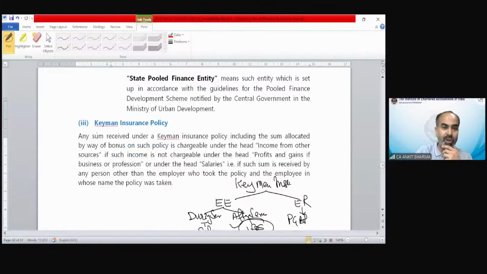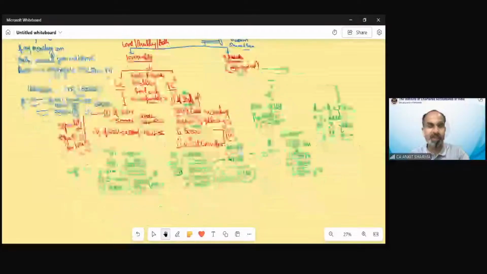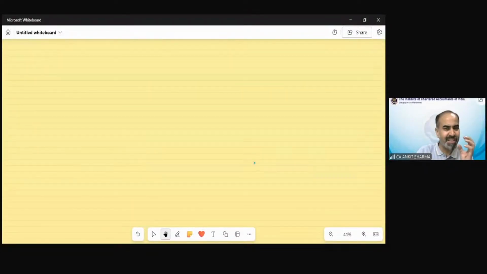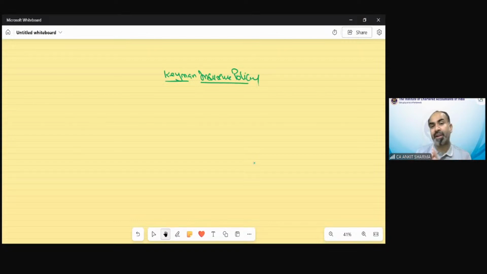Now, Keyman insurance policy provision is also there. When a business takes a Keyman insurance policy for any of its employees, what is the meaning of Keyman insurance policy? If you are running a business in which there are some employees who are of utmost importance for the purpose of the business, those are called keymen of that business. Keymen means very important or most important employees of an organization, employees, officers, etc.